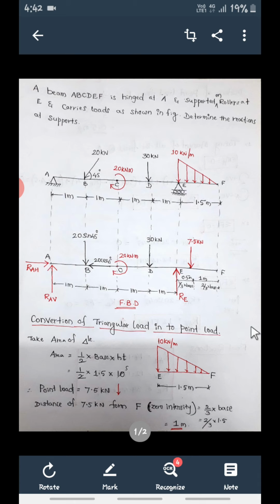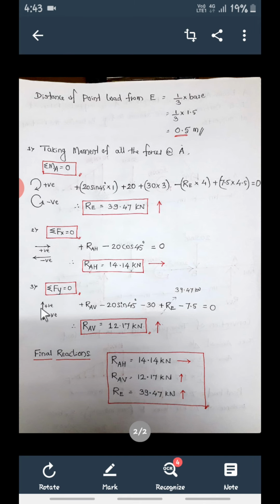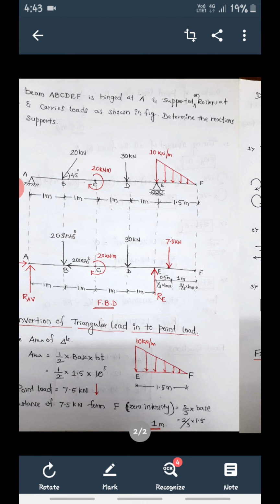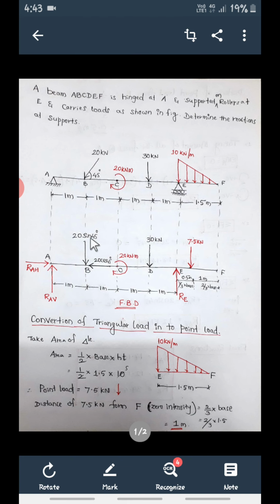Okay, so now let us take moment about A is equal to 0. As usual sign convention, clockwise is positive, anti-clockwise moment is negative. Now take one by one force. First 20 sine 45 into 1. Now see this, how it is 20 sine 45 into 1. See, first force I have taken this. See this free body diagram. So we are taking moment about A. So these two will be 0.